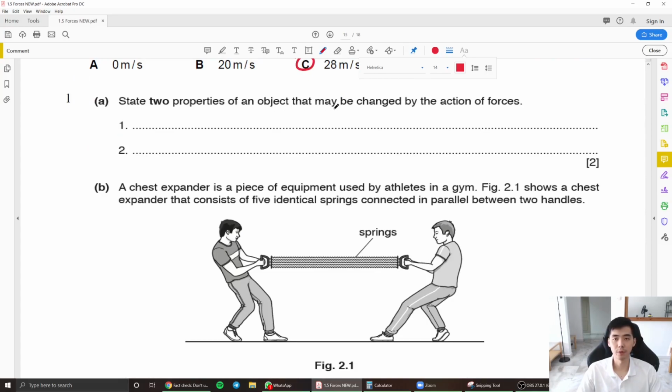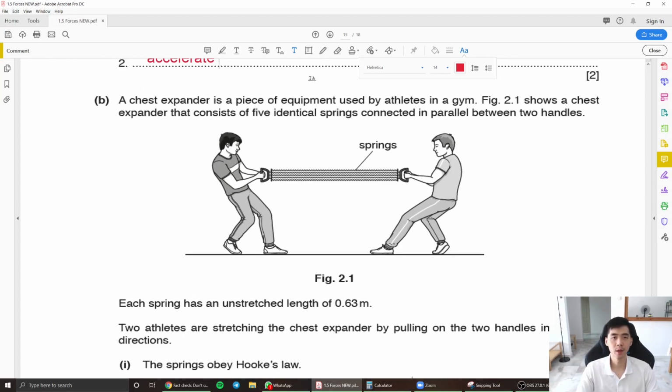And moving on to paper 4. State 2 properties of an object that may change by the action of a force. There are a lot. It could change the direction. It could accelerate it. It could decelerate it. It could also change the shape of it. Right, so these are all the actions that are applicable due to a force.